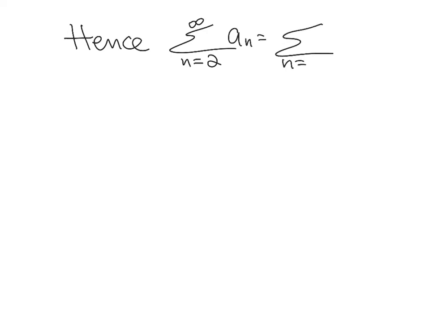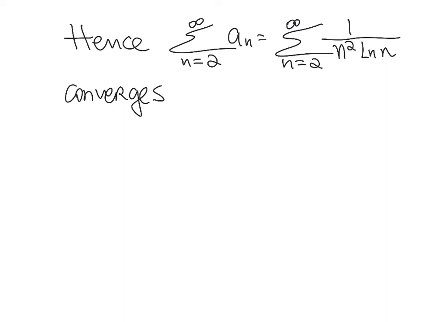And therefore, we have established that the a sub n series is smaller than a converging series, which means it must converge. Hence, summation from 2 to infinity 1 divided by n squared ln of n converges, again by direct comparison test, or term comparison test, or just comparison test.